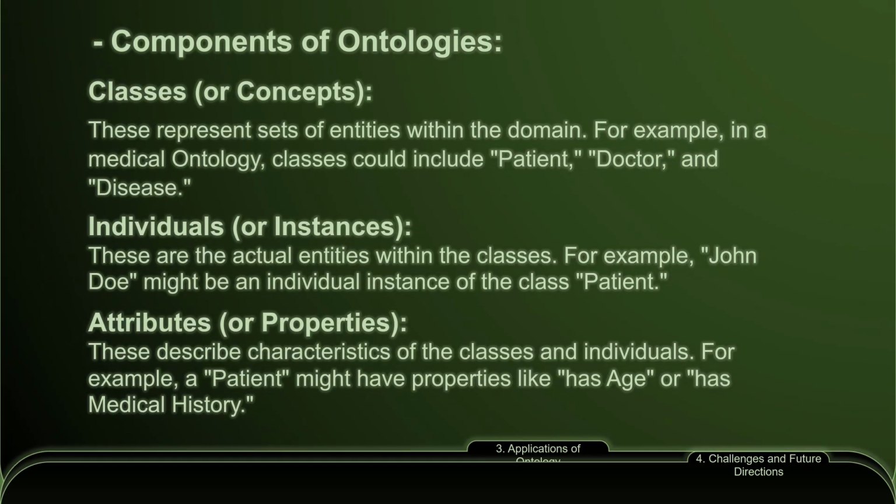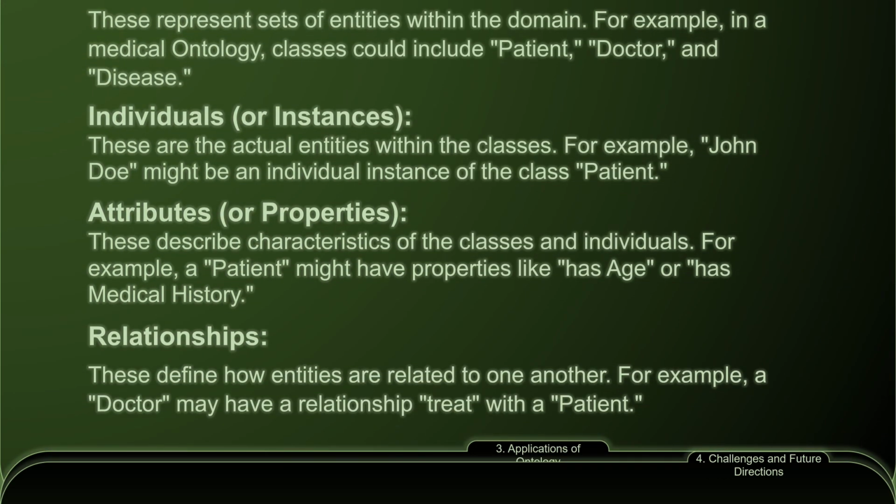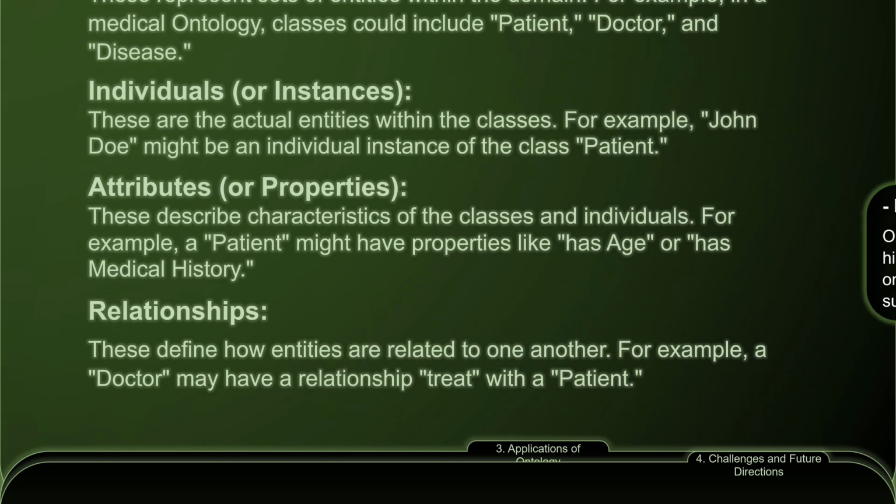Attributes, or properties. These describe characteristics of the classes and individuals. For example, a patient might have properties like has age or has medical history. Relationships. These define how entities are related to one another. For example, a doctor may have a relationship treats with a patient.